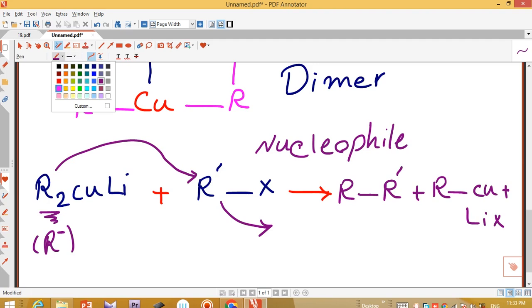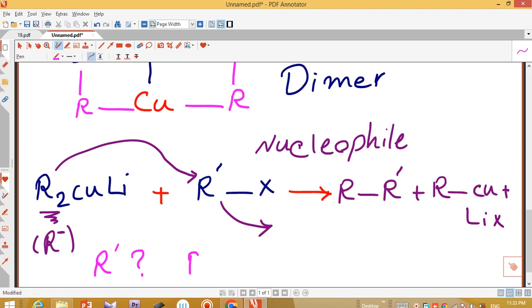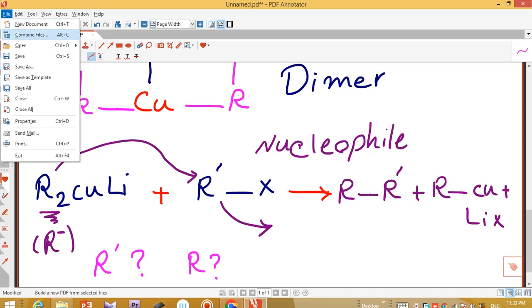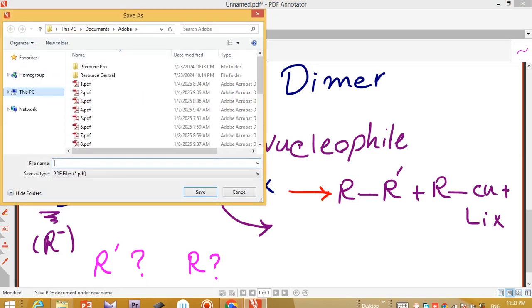But my friend, here we will ask one question. We found it, but what is R prime here? What can be R prime? With what condition? What is R in the Gilman reaction? With which condition? So let's save it and let's speak about the condition of R prime and R in the Gilman reaction.